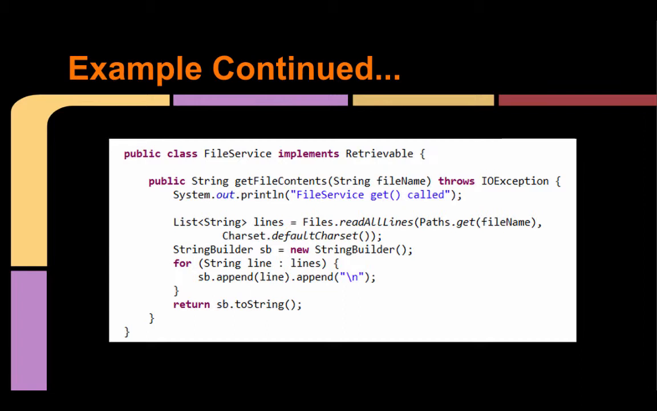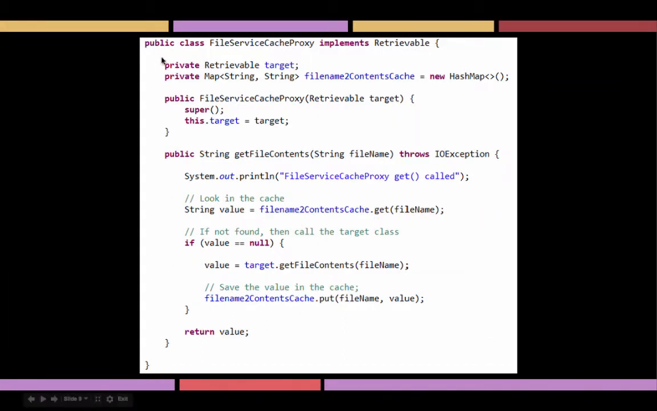Then I also made a cache proxy which implements the same interface, and right here there's a target. That's the target class that this is proxying. I also have another structure that contains the data for the cache itself, which is private to this proxy class. In the constructor, you pass in the target and it sets it internally, so you have a handle, and then there's the same method in the interface, Retrievable getFileContents.